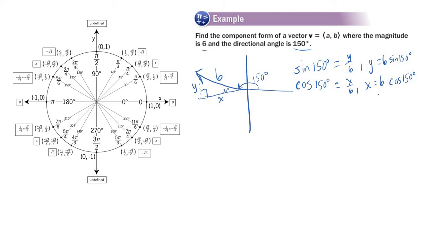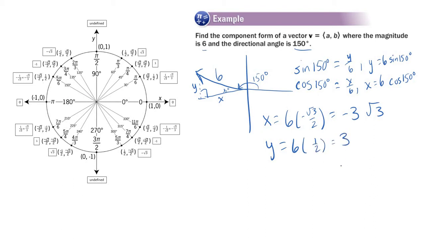So let's put those together now. 6 cosine 150. So x equals 6. What's the cosine of 150? Negative root 3 over 2. So of course that would be negative 3 root 3. What's my y going to be? Well, it's going to be 6 times the sine of 150, which is 1/2. And so it's 3.